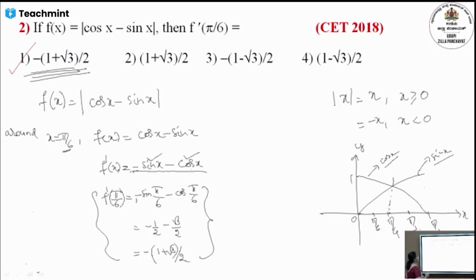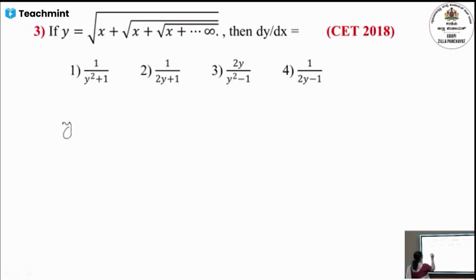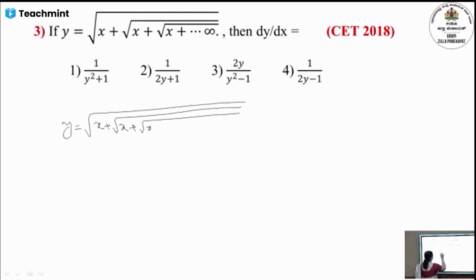If y is equal to root of x plus root of x plus root of x, and so on up to infinity, you have to find out what is dy by dx. This again is a question from your textbook. Now, can you see that if I take this much, I can take that also as y, because this expression has infinitely many terms.